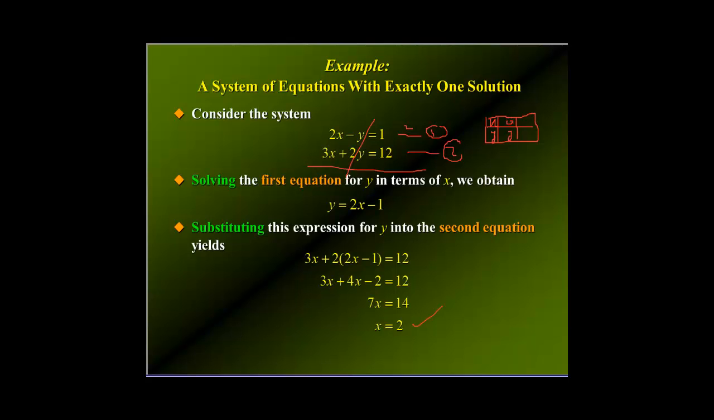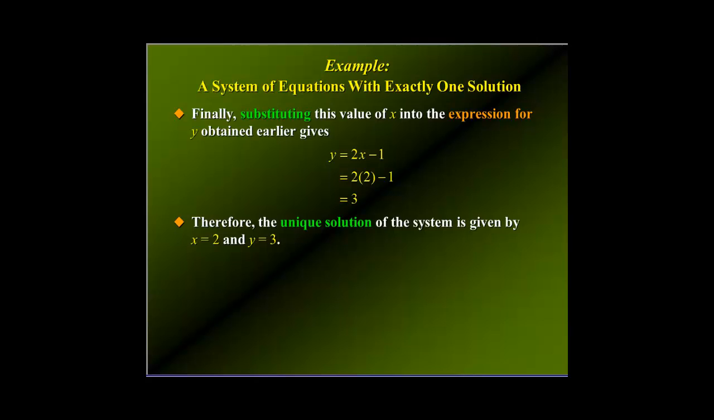Similarly, when you get the value of x equal to 2, put the value of x in any one equation, then you can get the value of y equal to 3. So your solution is 2 and 3. When you solve these two equations, you will get a point, that is (2, 3).